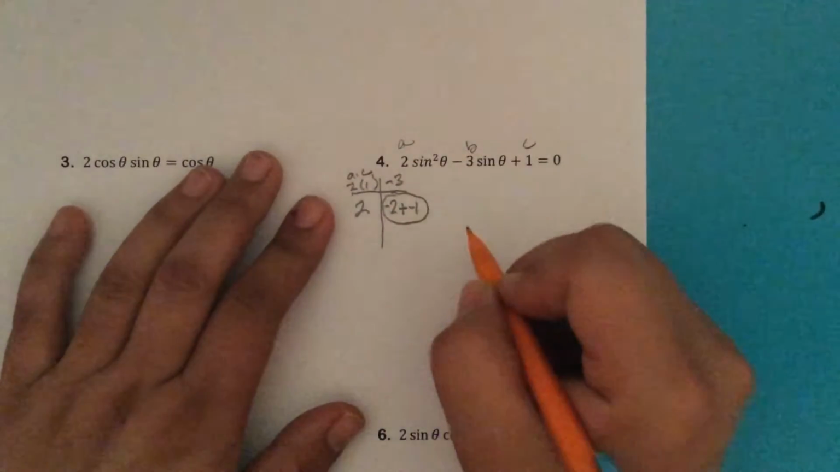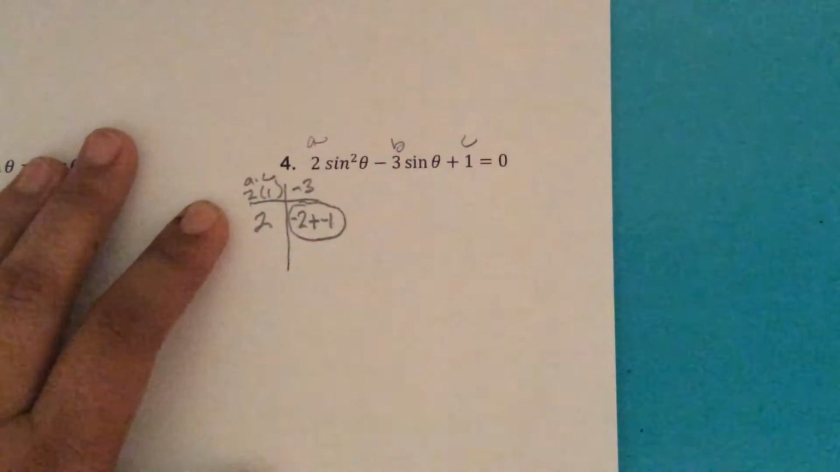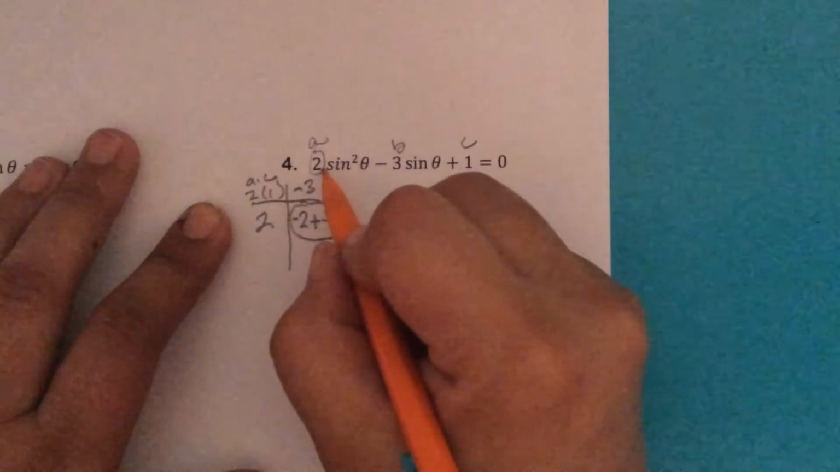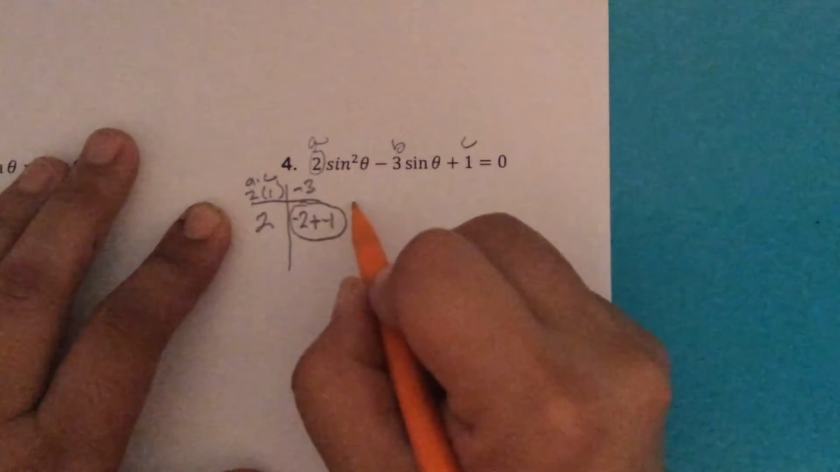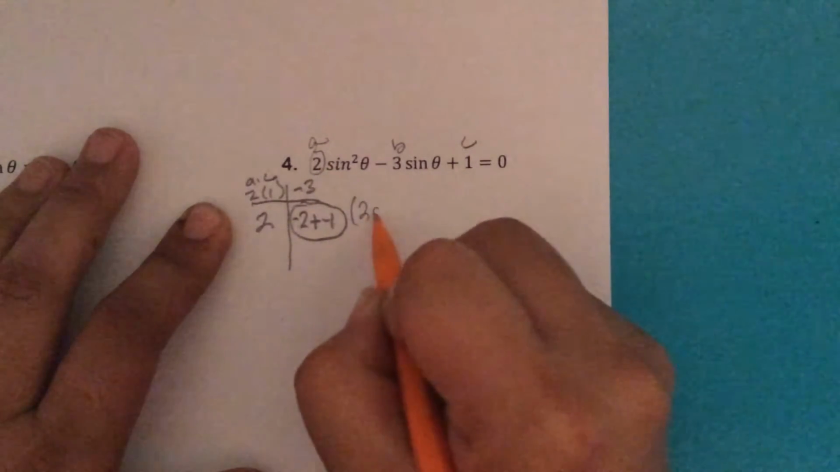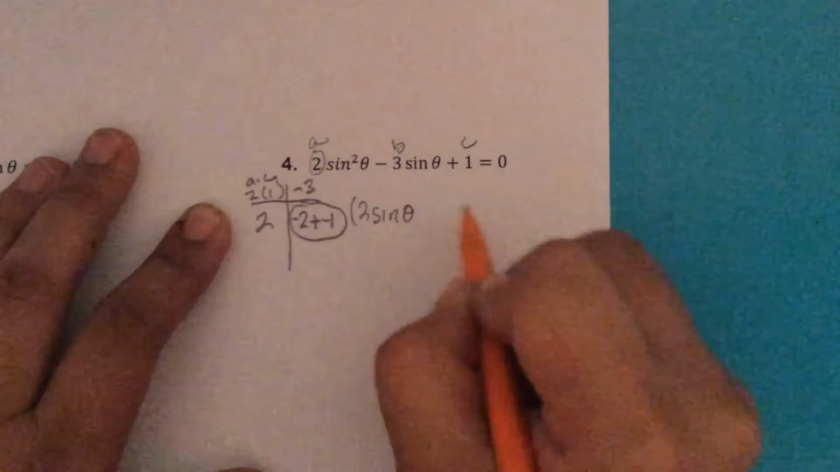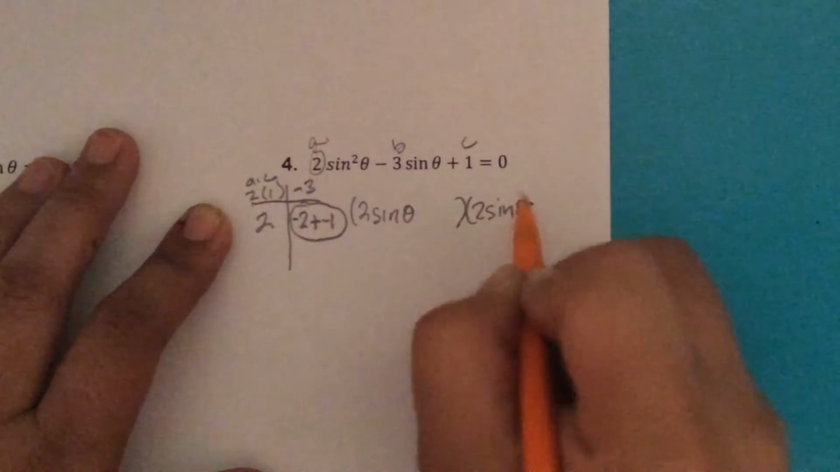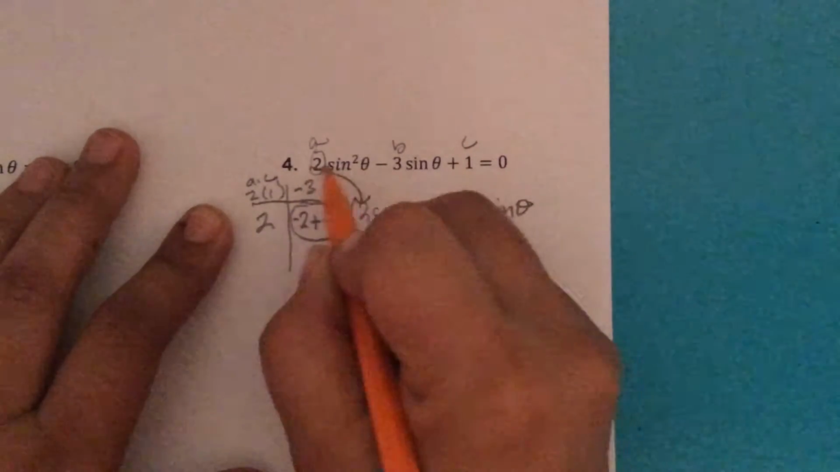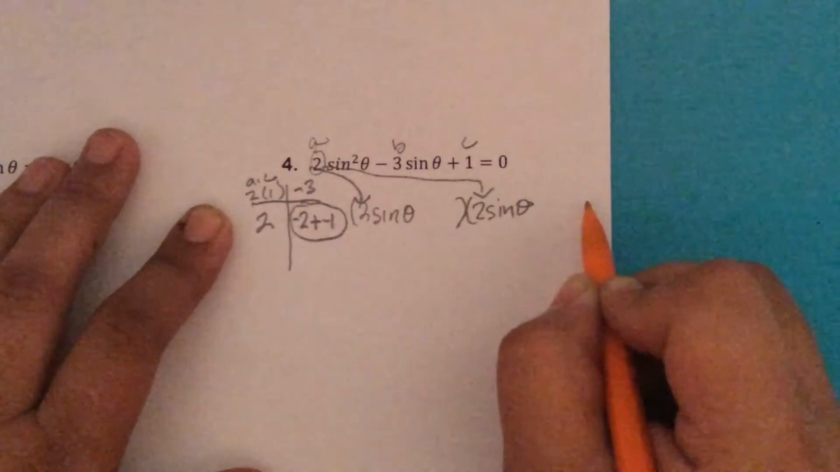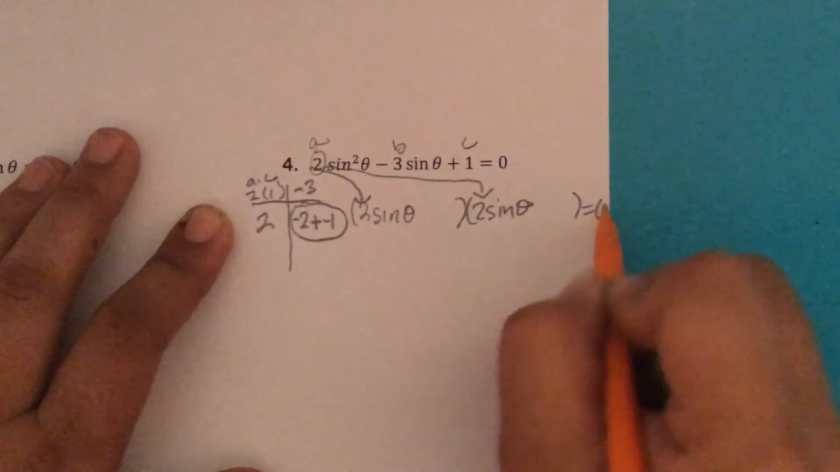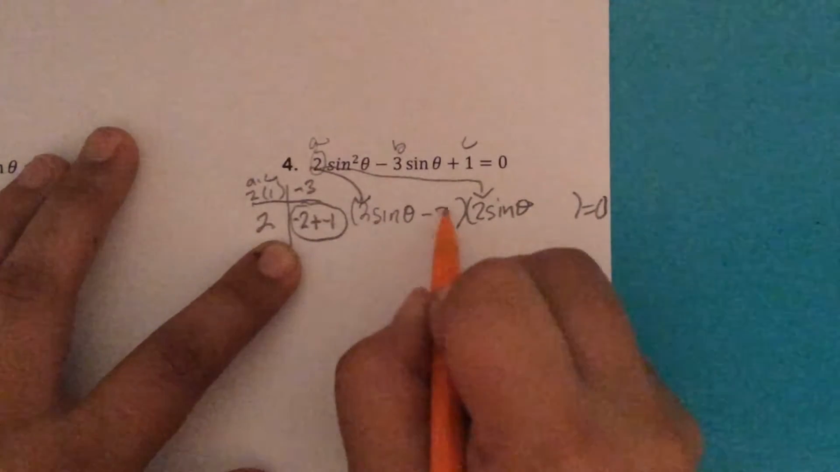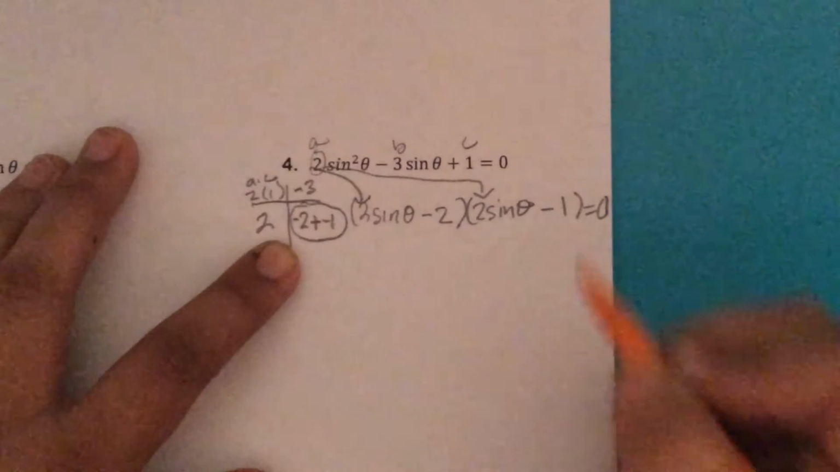So then this is where many of you guys make mistakes. Because A is not equal to 1, you think you can just put the sine. No, you have to put 2 sine theta and then 2 sine theta. You have to put it in both places when you factor this when A is greater than 1. So now you're going to put -2 and a -1 right here.